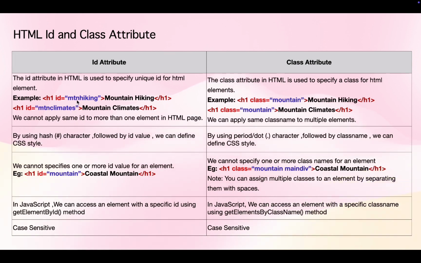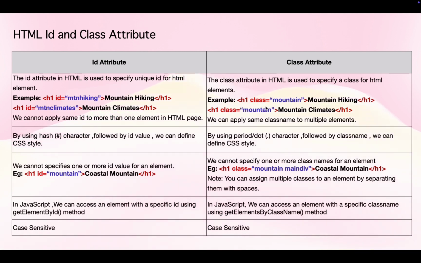For example, here if I specify M10 hiking as ID to this HTML element, again I should not specify M10 hiking to any other element in that page, which means each page should contain only one unique ID. But the class attribute is opposite to ID attribute. By using class attribute, we can specify class name to HTML elements like this. The main difference is we can apply same class name to multiple elements in HTML page.